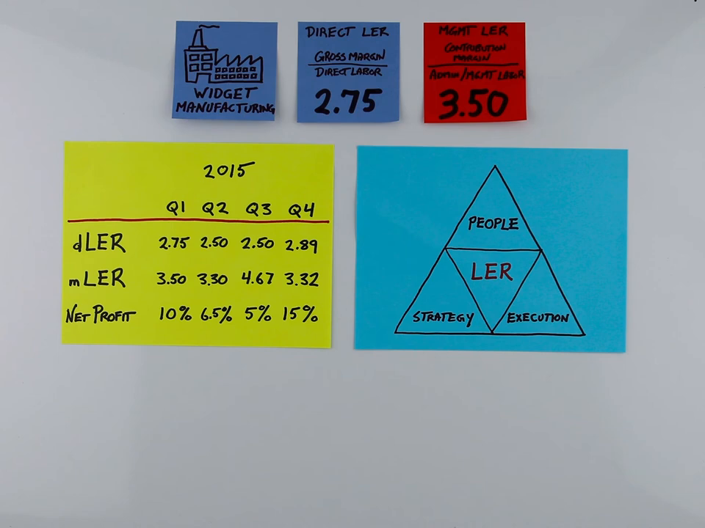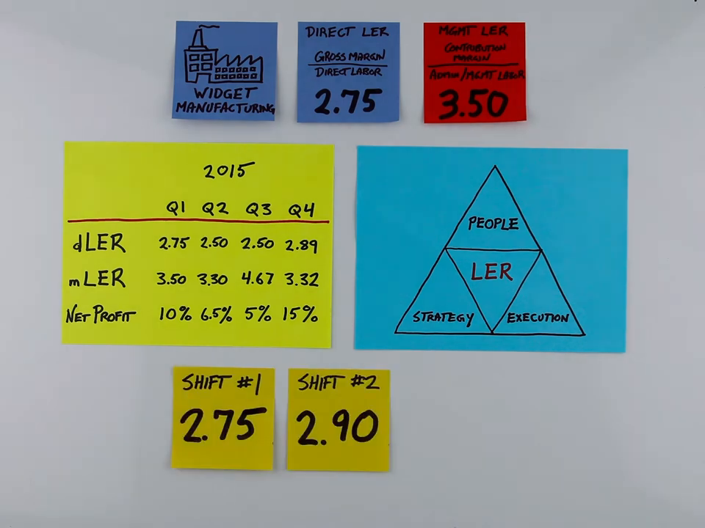One other thing that Widget Manufacturing did, which is another lens of LER, is they run 3 shifts. So the accounting department pulled the LER per shift. And you can see that the 3rd shift has a significantly lower LER. And so the question is, what's going on in shift 3 that we can't get the same type of productivity levels as we are on shift 1 or shift 2?